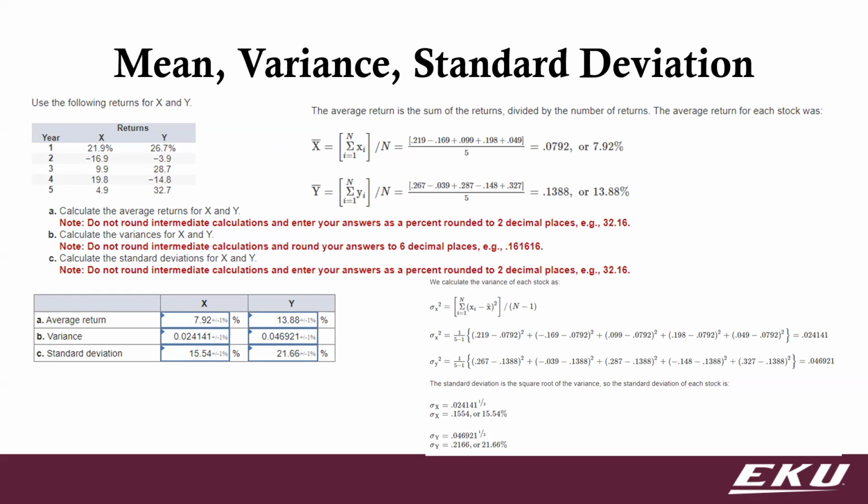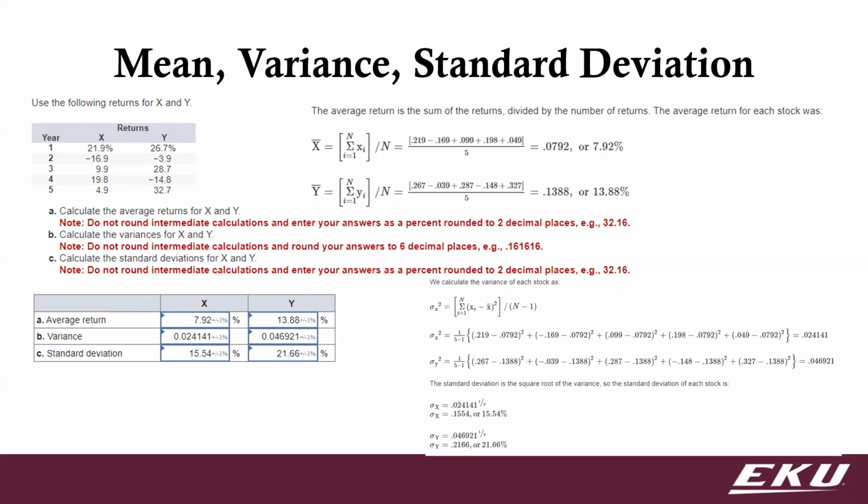Okay. So for variance, it's a little more complex because what we're going to do is look at the average returns, the 7.9 for X and the 13.88 for Y. And then we look at each year's returns and see how different from that average it is. And that's why you see on the right hand side 0.219, because that's the first year, 21.9%, minus 0.0792, that's the 7.92%. So you subtract the average from the return and pay attention. Some of these are going to be negative returns. And you could even have a negative average. We do not, but you just want to make sure we get our signs correct.